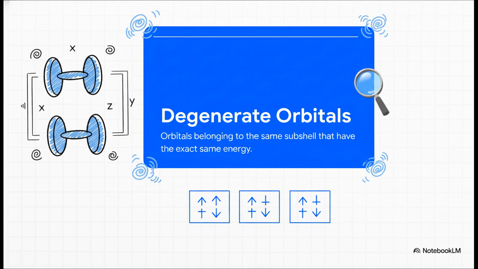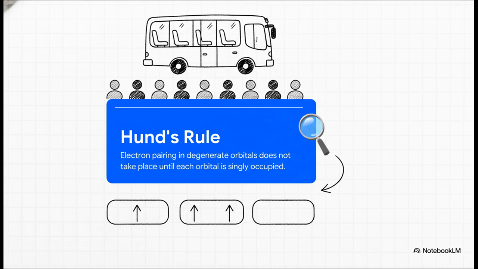The perfect example is the p subshell. It has 3 p orbitals, and they are all energetically identical. They're degenerate. This is where our third rule comes in, Hund's rule. And this one is my favorite, because you can think of it as the bus seat rule. Seriously, imagine you get on a mostly empty bus. You don't immediately sit right next to the one other person on board, right? Of course not. You find your own empty row. Well, believe it or not, electrons do the exact same thing.